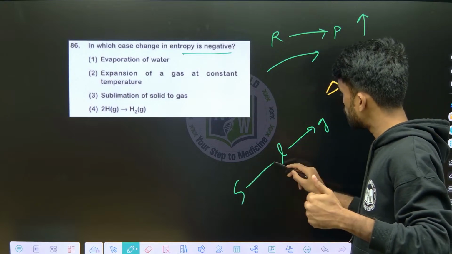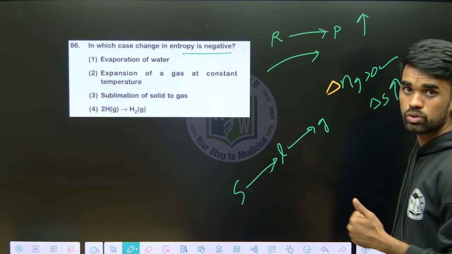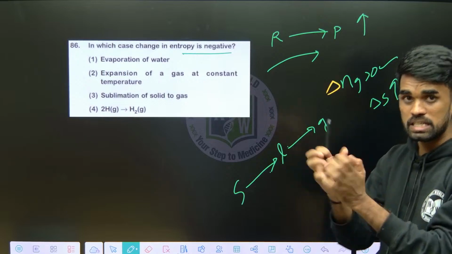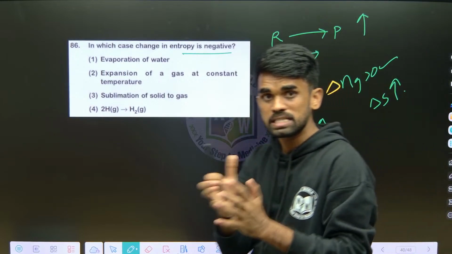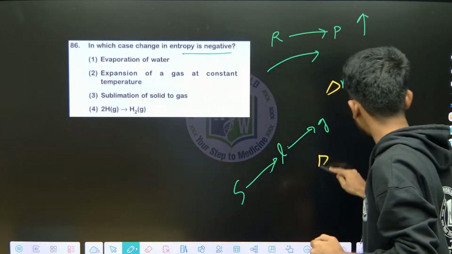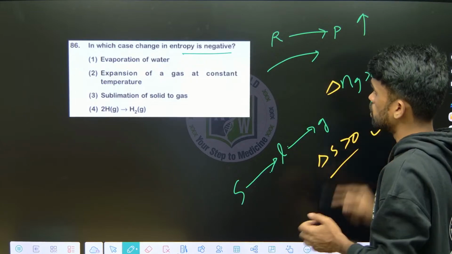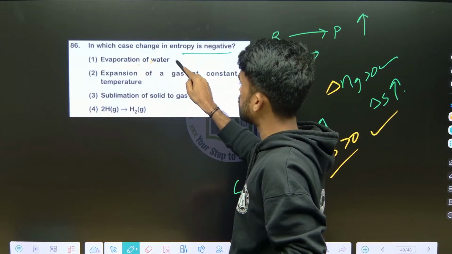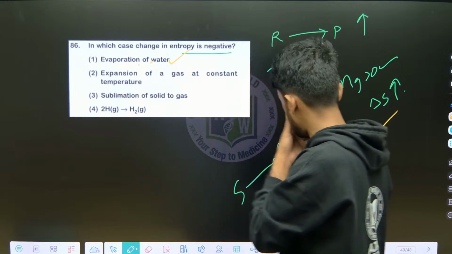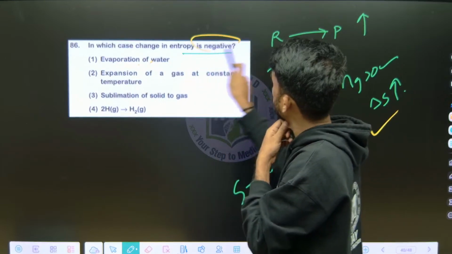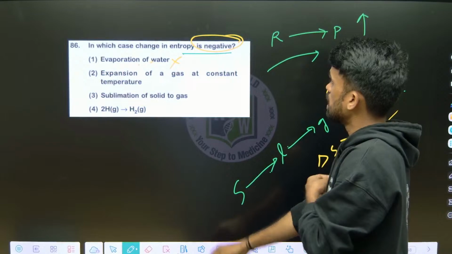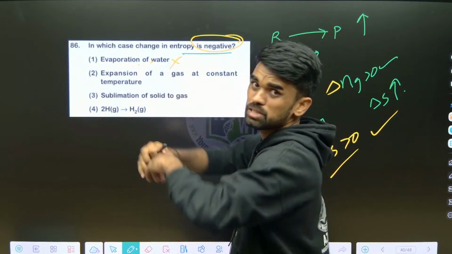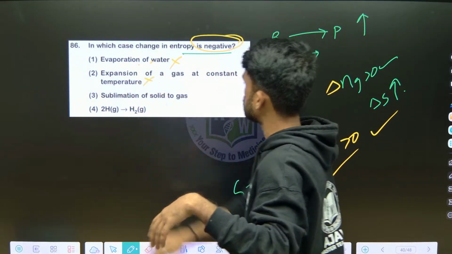If solid is converting into liquid or liquid is converting into gas, the randomness in the particles increases, therefore delta S will be greater than 0, positive. So evaporation of water, liquid converting into gas, is positive, but they are asking about negative, so this is not it. Expansion of gas at constant temperature, expansion means randomness increasing, this is also incorrect.